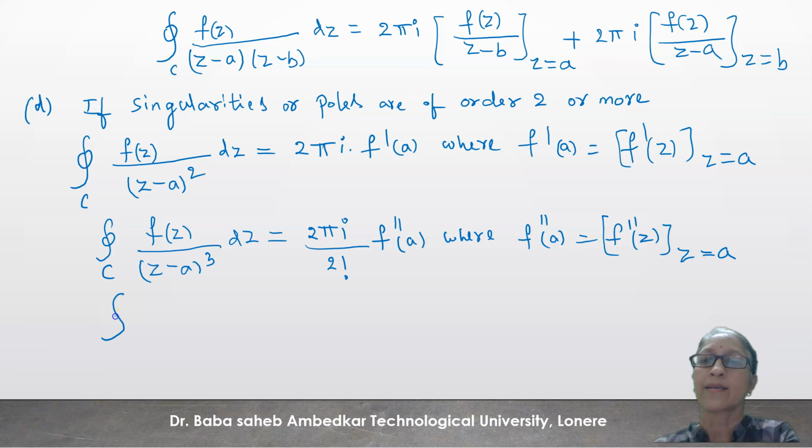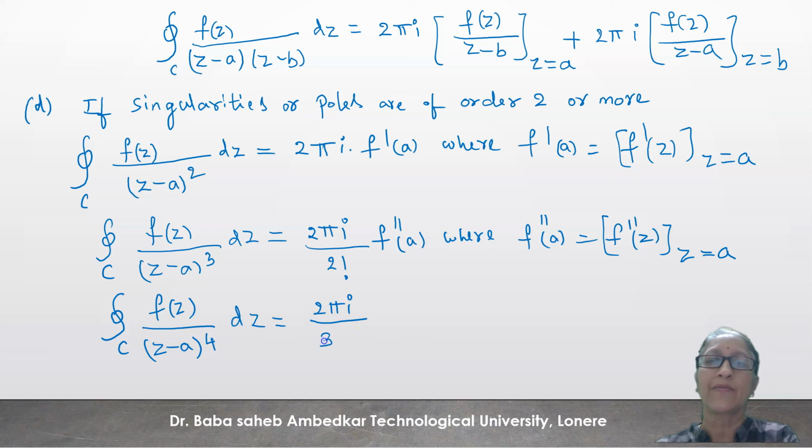Here, if you see an integral like this, f of z by (z minus a) raised to 4 dz, then you get 2 pi i by 3 factorial into f triple dash of a. Okay, you have to use this. That means if you find poles of order 2 or more, then by using these formulae, you can evaluate the integral. Now, let us solve some examples.